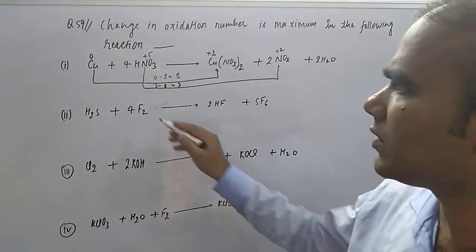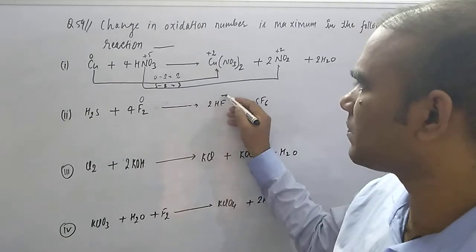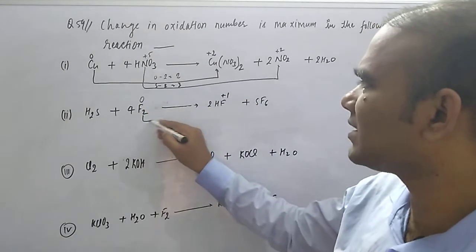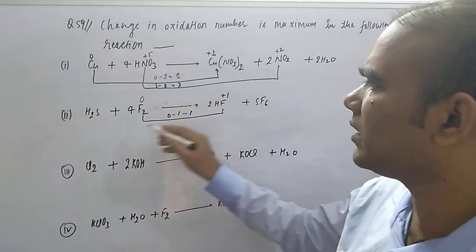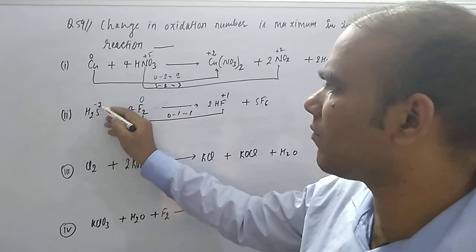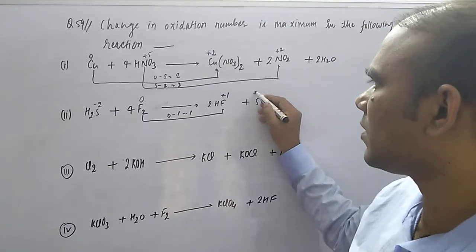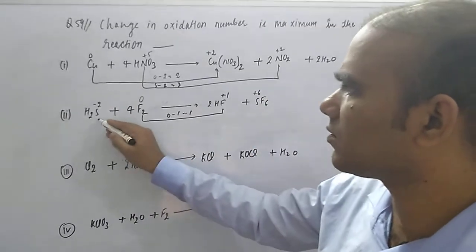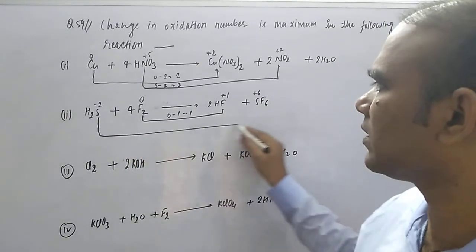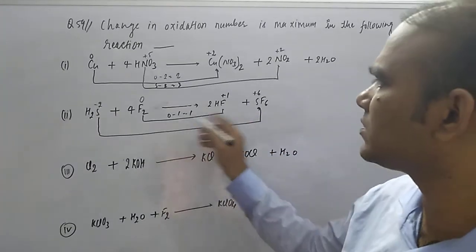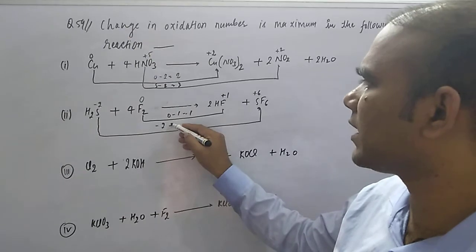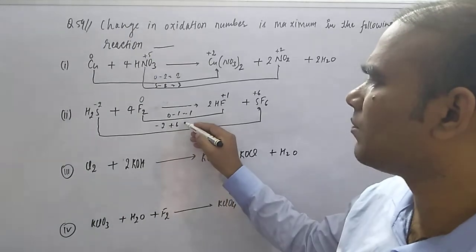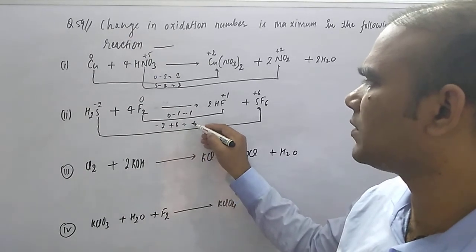If you are talking about this student, here is 0, here is plus 1. Okay, so here what is the change student, the change is 0 minus 1, that is 1. And here if you see, sulfur is in the form of minus 2 and it is in the form of plus 6. So how much change will be there student, that is minus 2 and this, you can write, that is plus 6. Okay, minus 2 plus 6 is equal to how much, plus 4.